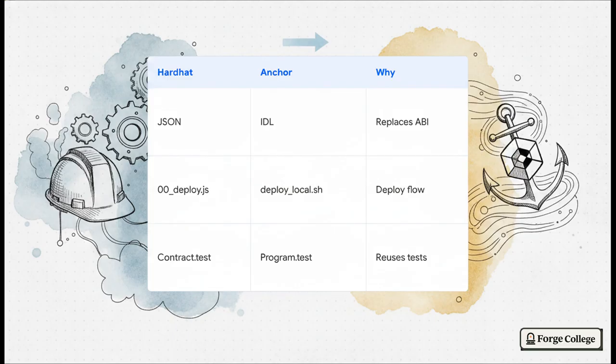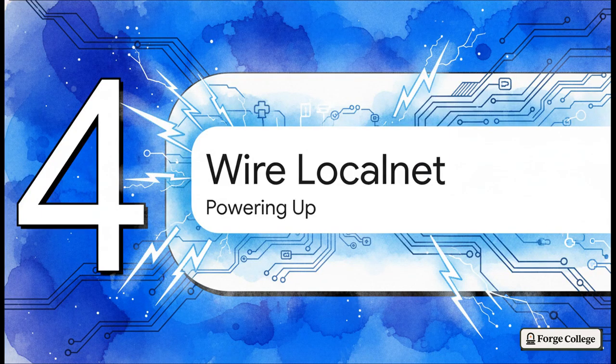Notice too how your deployment scripts and your test folders map over perfectly. You can basically think of this table as your ultimate translation dictionary. Up next is Section 4, wiring the local net, powering up.